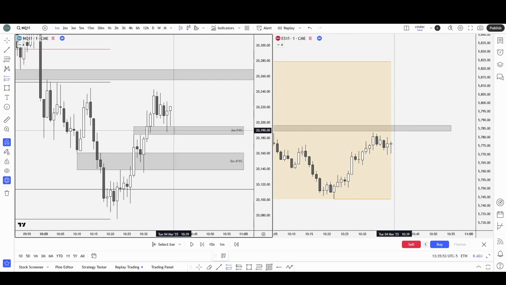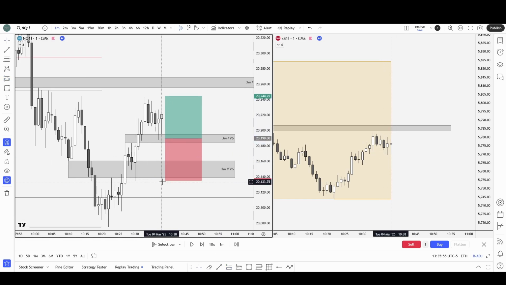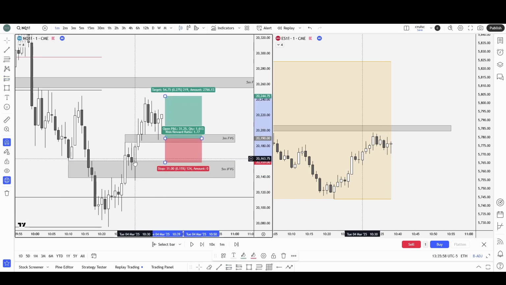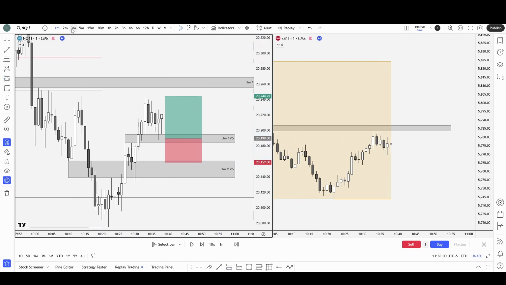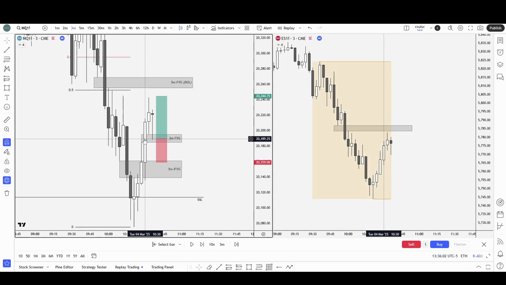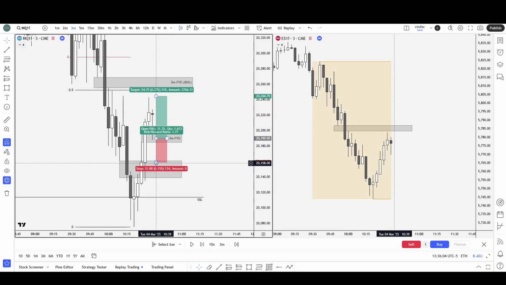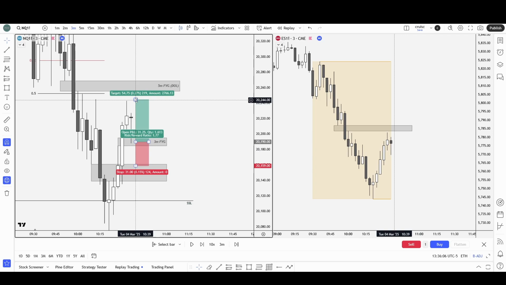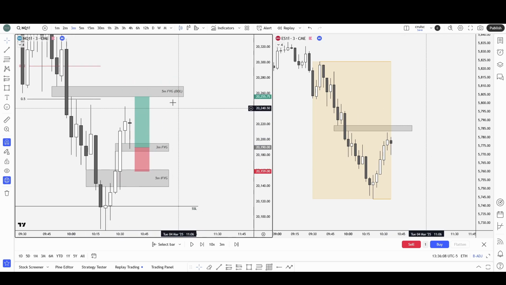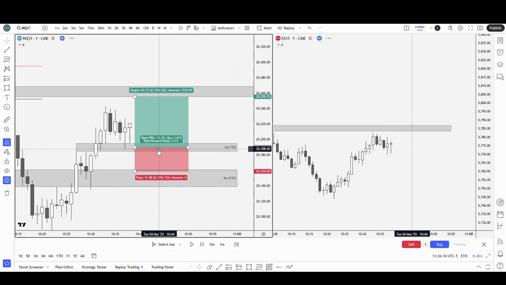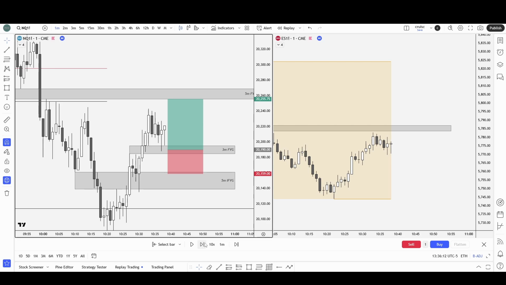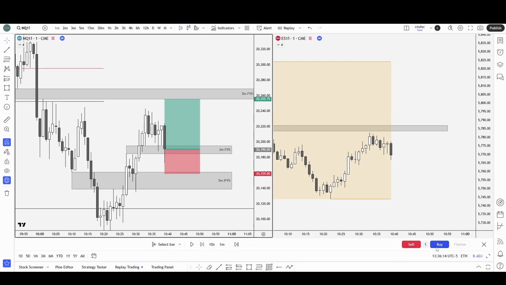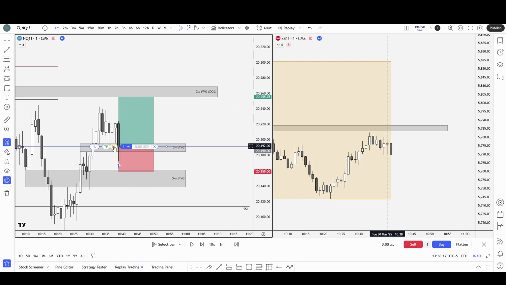What I did was I measured out the equilibrium of the 3 minute. I put my stop at the bottom of this candle, which is the one that created the fair value gap, at the body of the candle. And then I just targeted the 5 minute imbalance. And actually, if we zoom in, let's see if we can get filled right here. Boom. Okay, now we're in.